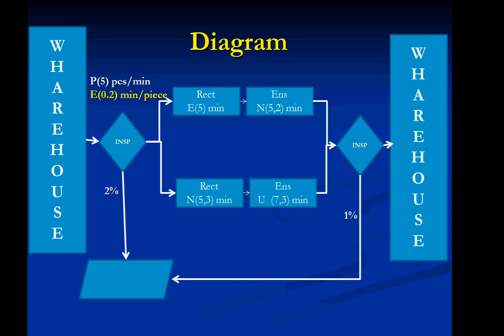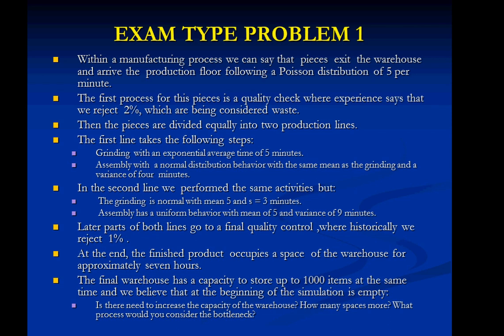In line 2, we have a rectification with a normal time of 5 and a standard deviation of 3, and then an assembly with a uniform distribution with a mean of 7 and a standard deviation of 3 minutes. Then the pieces of both lines come to a final inspection where only 1% of them are rejected and exit, and the remaining 99% go to a warehouse where each piece occupies a space for approximately 7 hours.